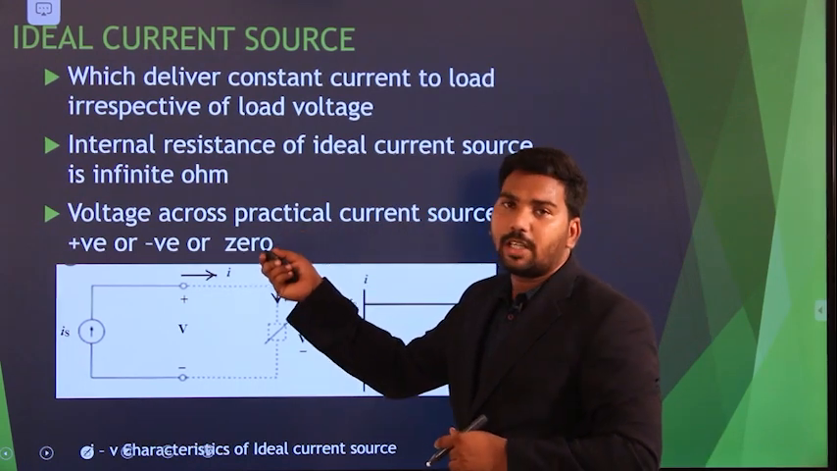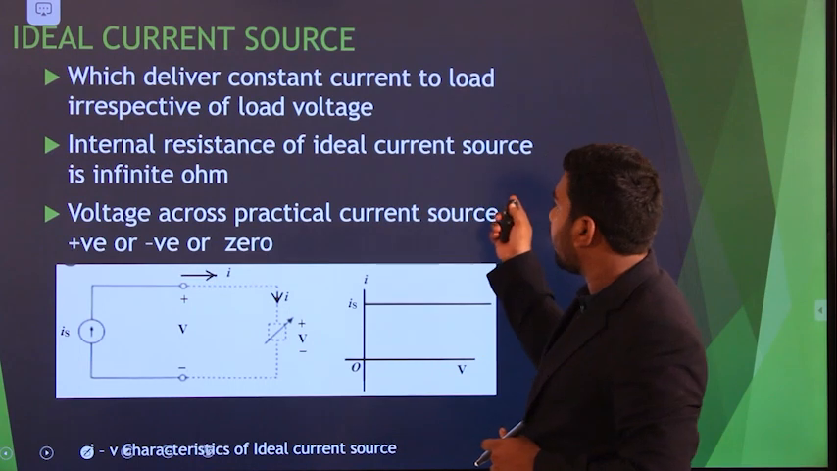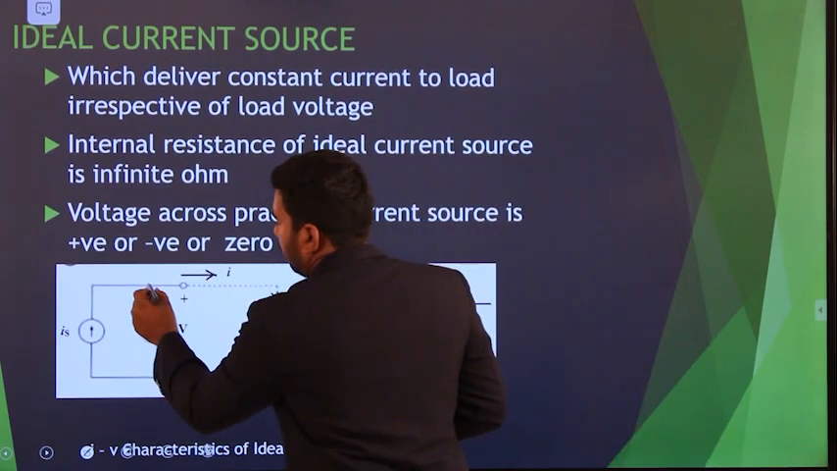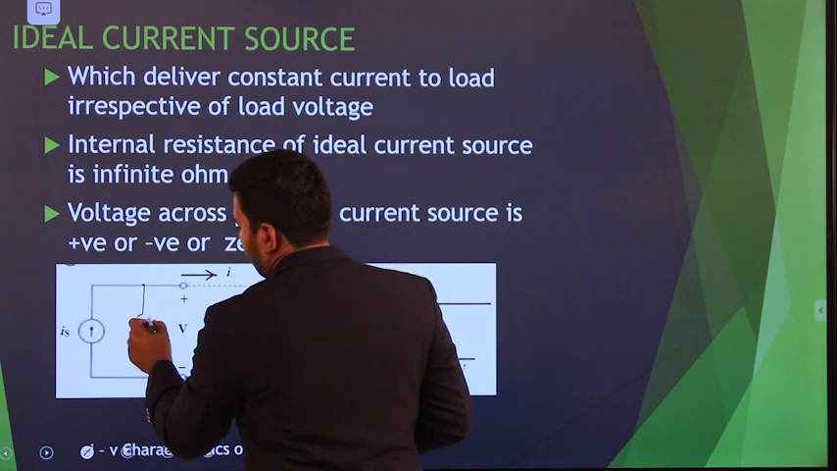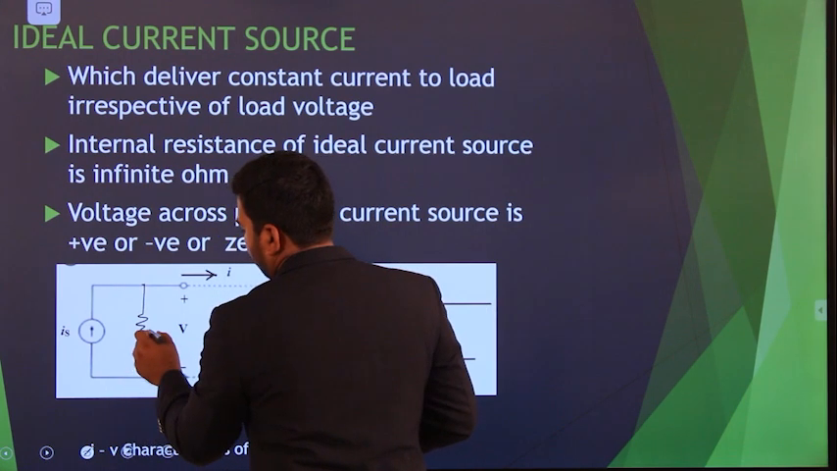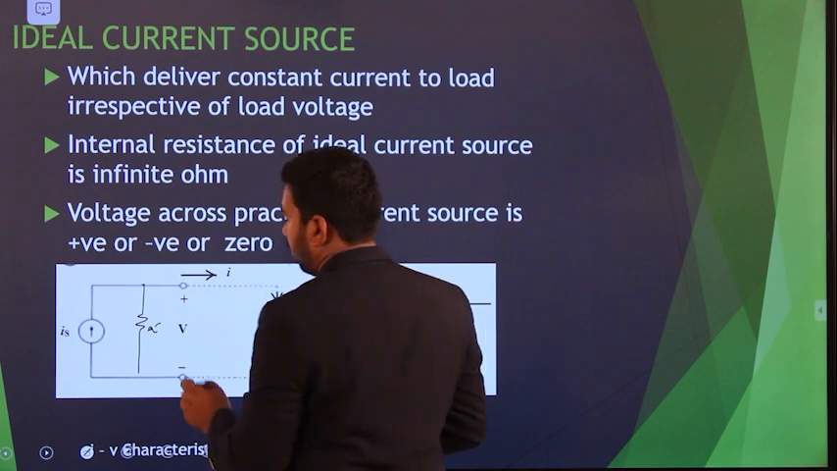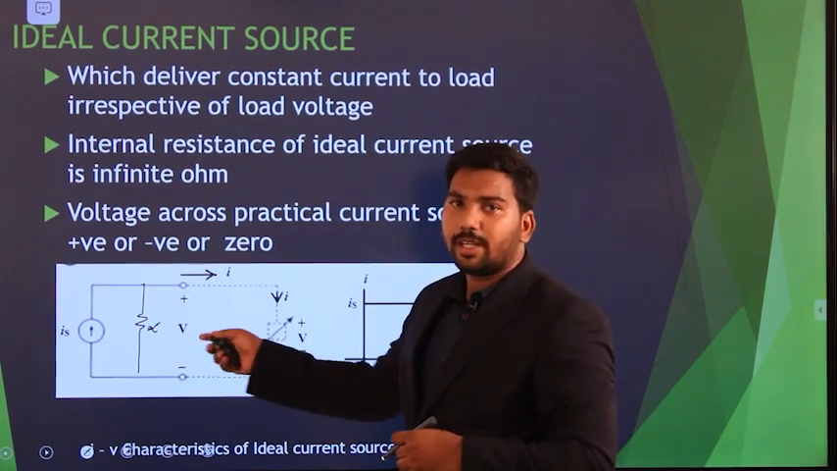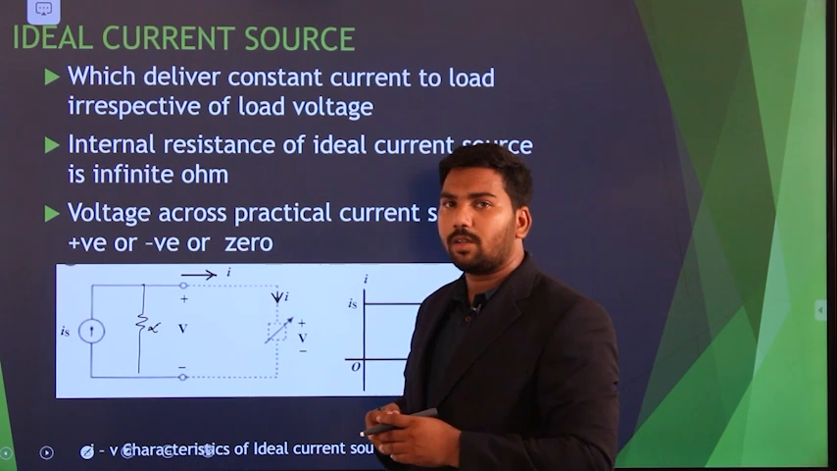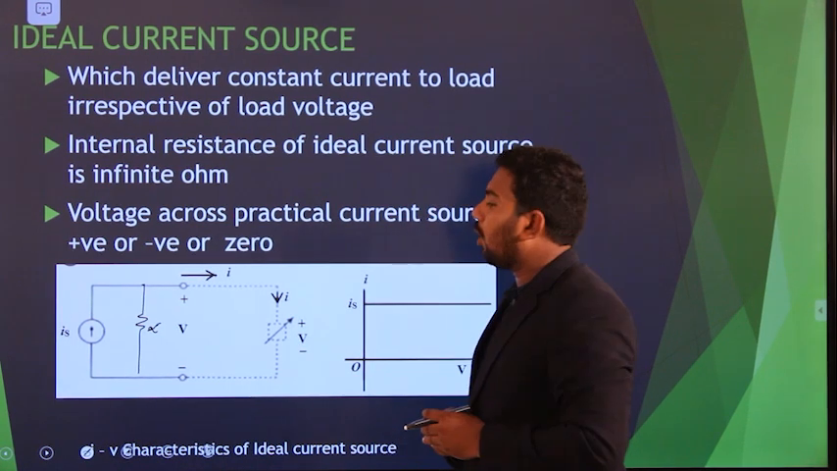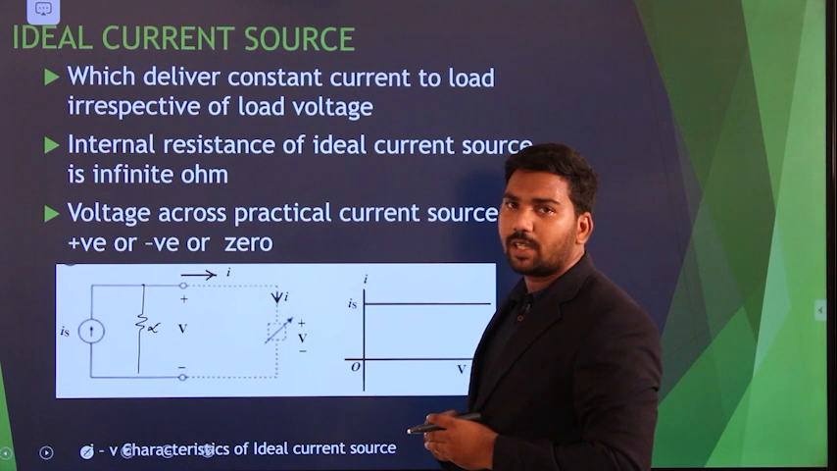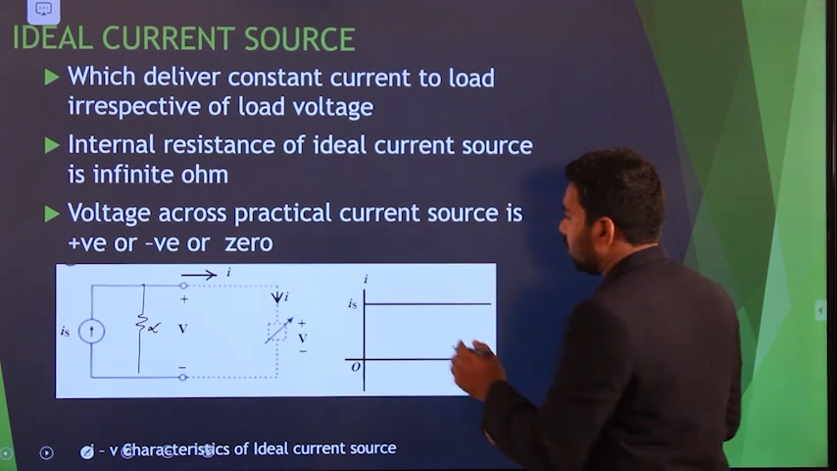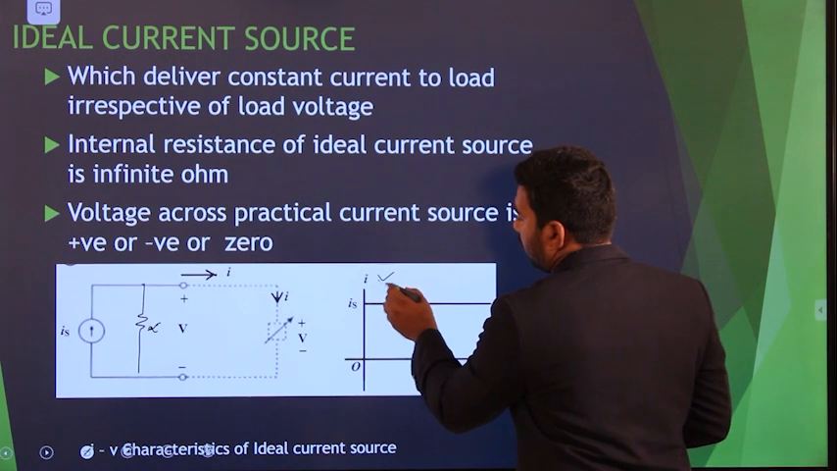Then what is the internal resistance of an ideal current source? That is infinity ohm. It has a very large resistance value. So the internal resistance of an ideal current source is infinite, ideally. Now what is the plot of the IV characteristics of this current source? The ideal current source IV plot looks like this.